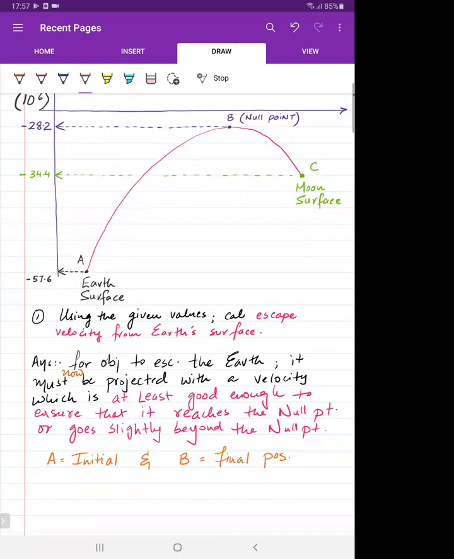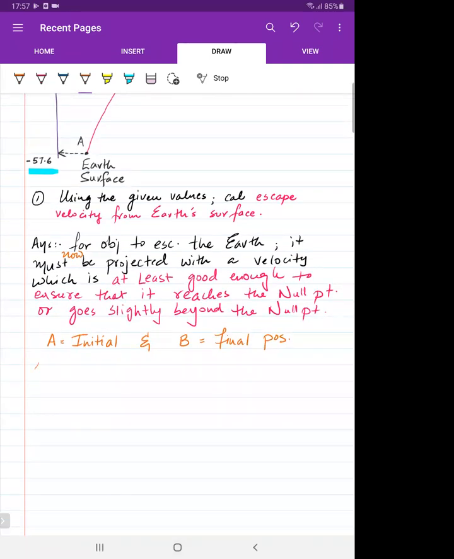I'll need the diagram, so remember a few numbers. A's number is -57.6, so that I don't have to scroll up, and B's position is -28.2. So let's see how we can apply these values to calculate the escape velocity in this case. Remember the numbers, and I'll proceed with the rest.